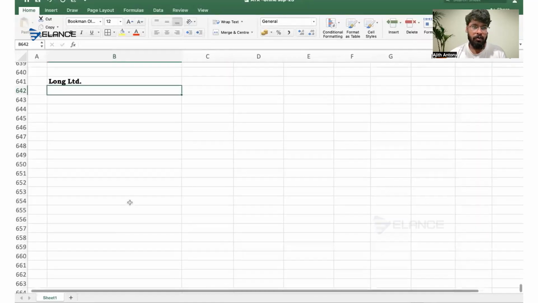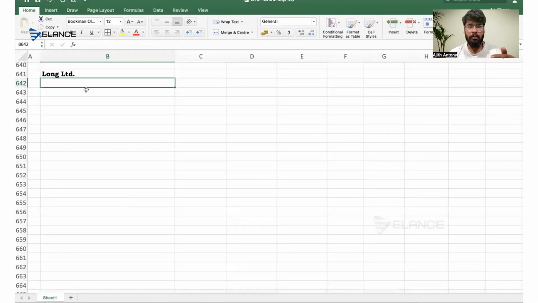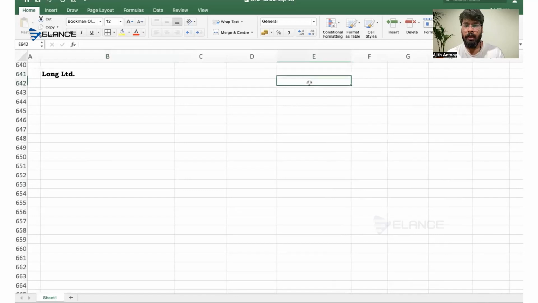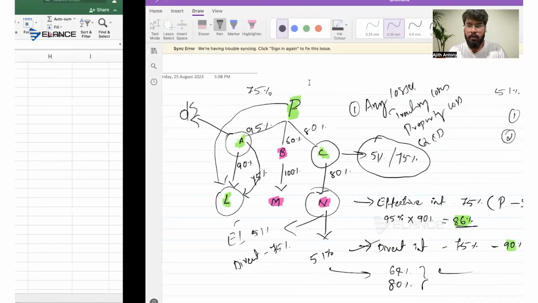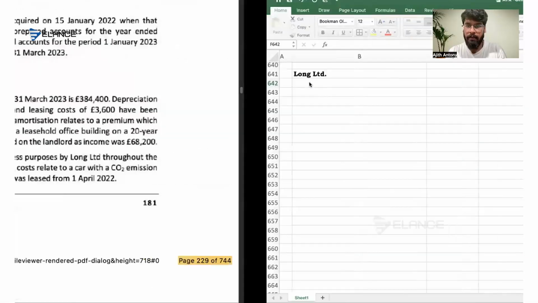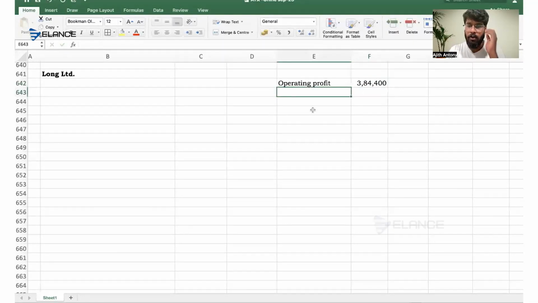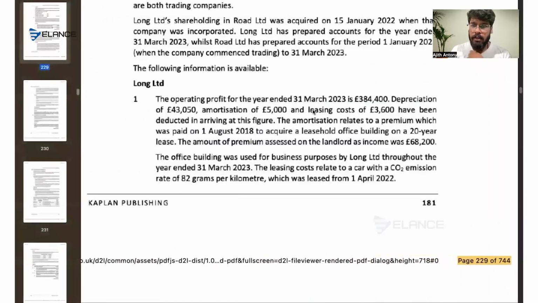Okay. So we can put a space to prepare the basic proforma of Long Limited, and we can do the working notes on the right hand side of the Excel. So the operating profit was 3,84,400. That was the operating profit. And depreciation of 43,050, amortization of 5,000, and leasing cost of 3,600 have been deducted in arriving at this figure.